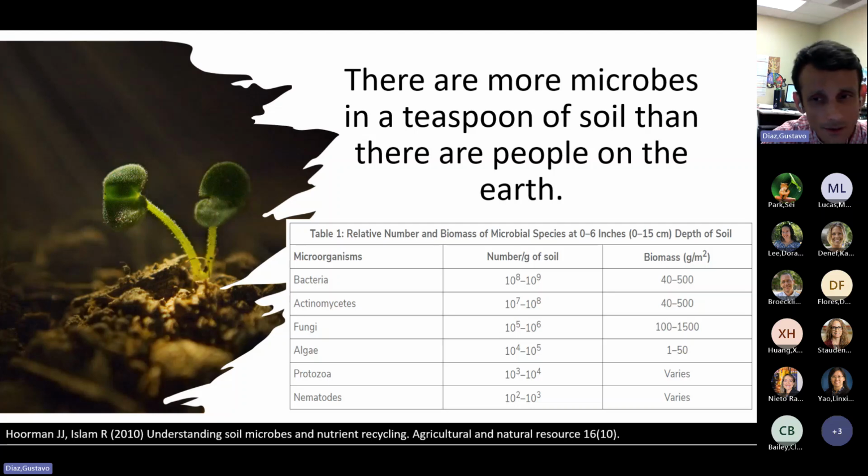And you see, the numbers are impressively high, and it is very easy to think about how much impact having this many living organisms in the soil will have.